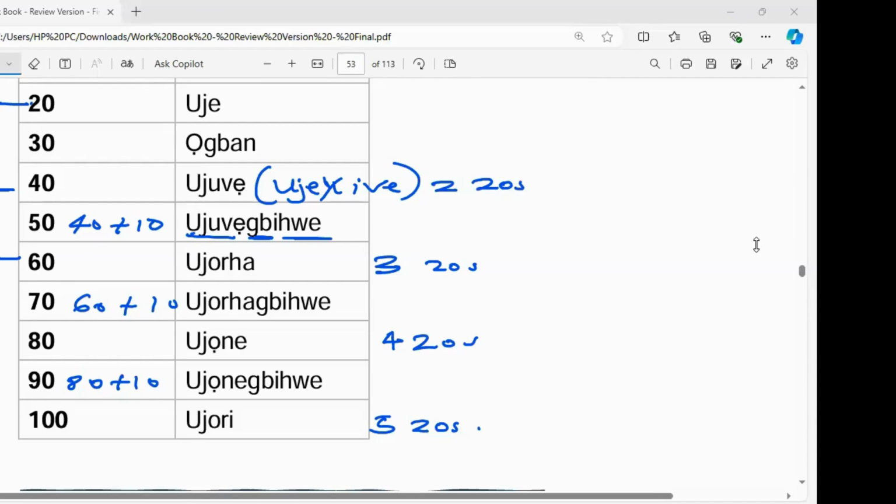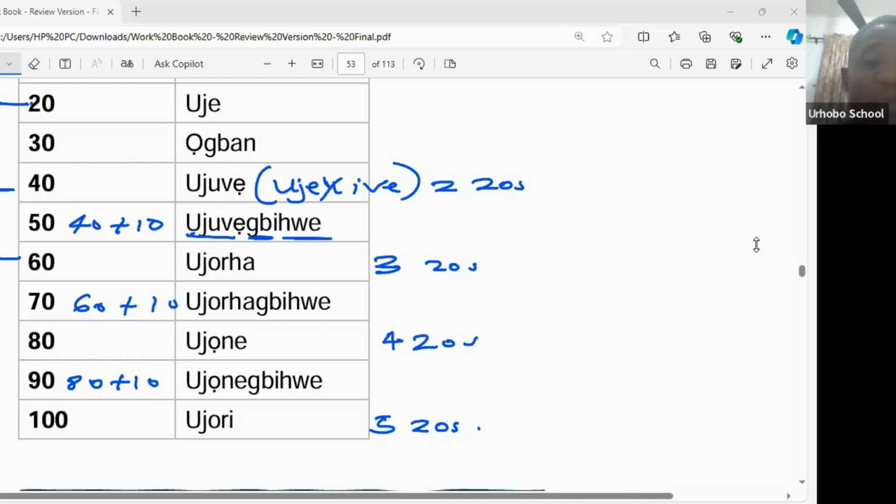Ujuve Bikwe. Yes, Ujuve Bikwe, or you say 50. Okay. Now you can also count from 50 to 60. Remember, 60 is Ujuora. So 50 is Ujuve Bikwe.